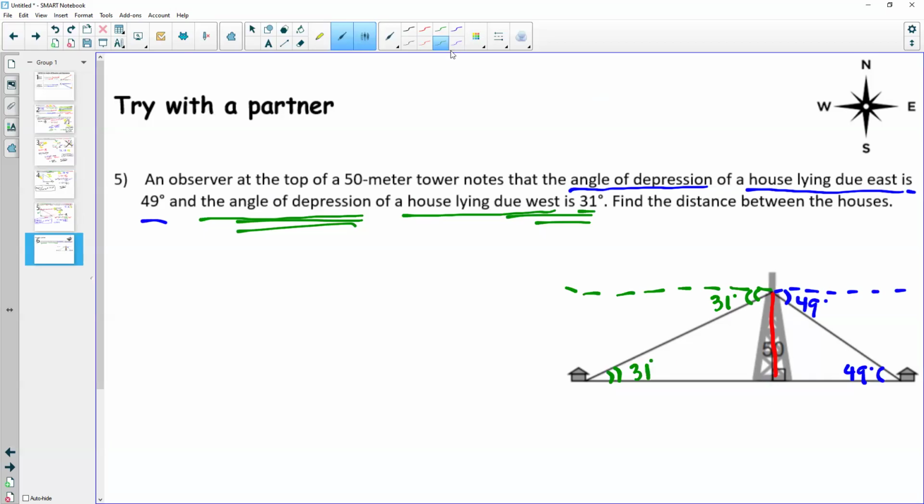And then it's asking you find the distance between the two houses. So we're going to find the distance here of x, and then you will find the distance of y. So the distance between these two houses, you're going to basically do trigonometry twice. Looking at this right triangle, find x. Then looking at this right triangle, find y. Add them two together, and that'll give you the distance between the two houses.